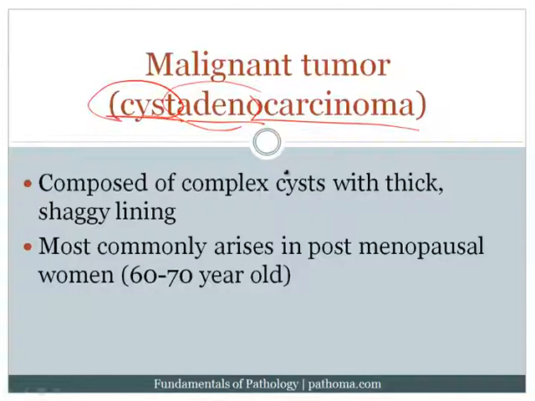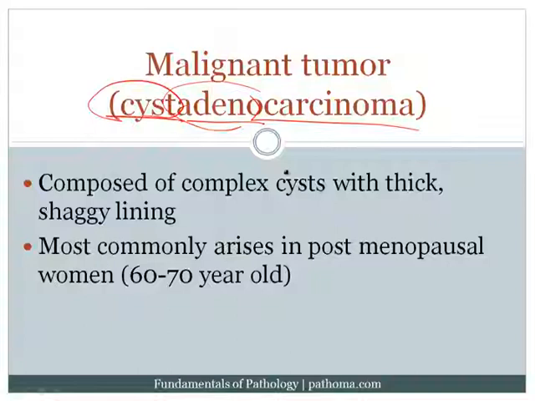So cyst adenocarcinoma. Now again, when you have a cyst adenocarcinoma, you're going to have a large tumor, and when you cut it open, rather than having a simple single cyst, you're going to have very complicated cysts, multiple cysts, and then when you look at the lining, instead of having that nice, smooth, shiny lining, you'll actually see a shaggy lining, almost like a carpet. And so that's the classic features of the malignant tumor.